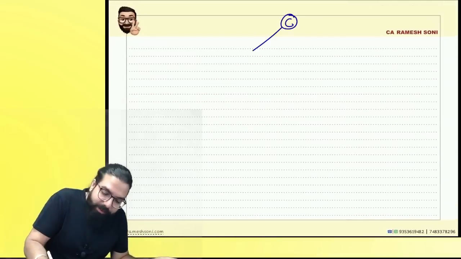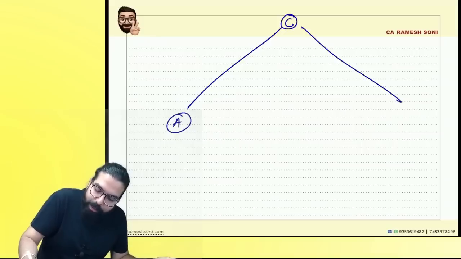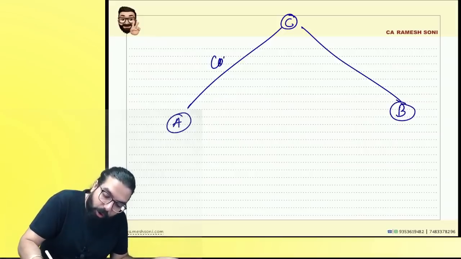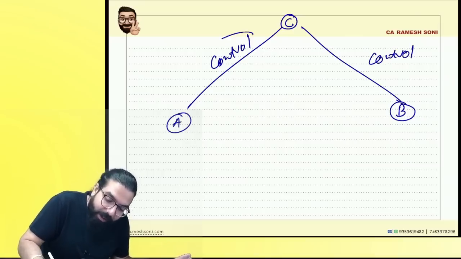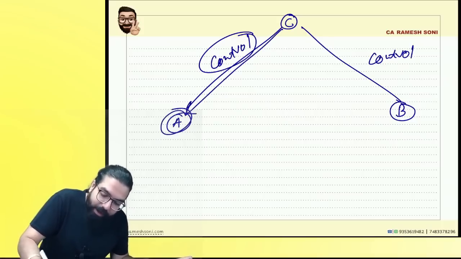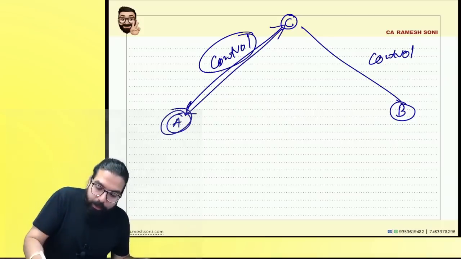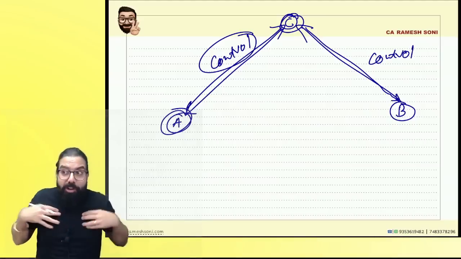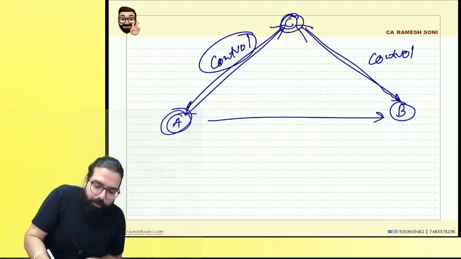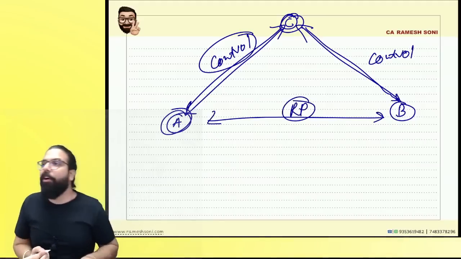Are we clear, everyone? C Limited controls A Limited also, and C Limited controls B Limited also. Here, control, I'm not holding 25%, I'm telling about control. My first question is, when C Limited controls A, are they related? Yes. When C Limited controls B, are they related? Yes. Because of a common control, these two also become related persons. Are we all clear till here?